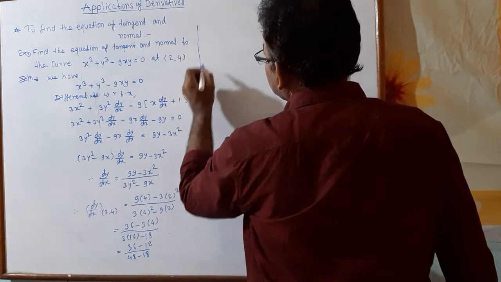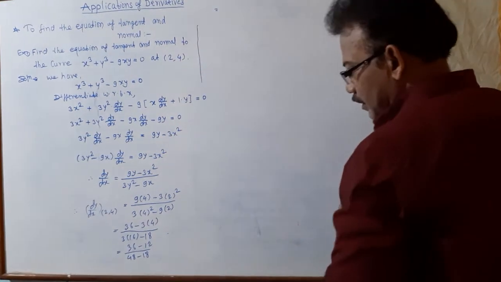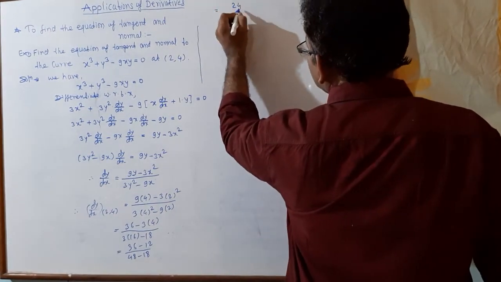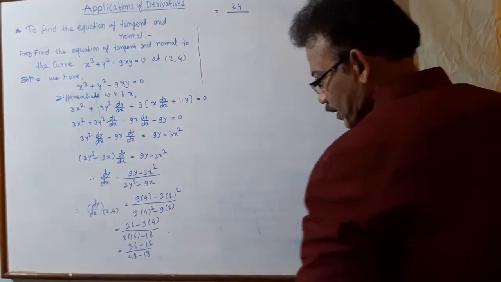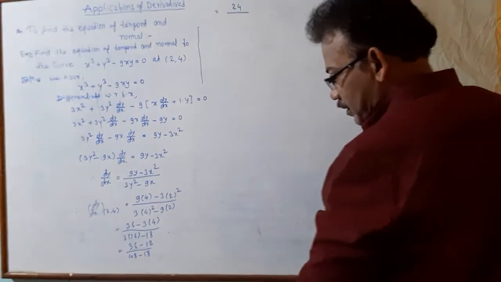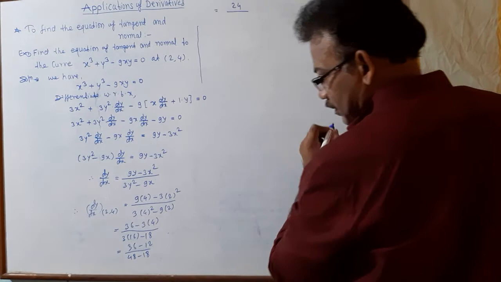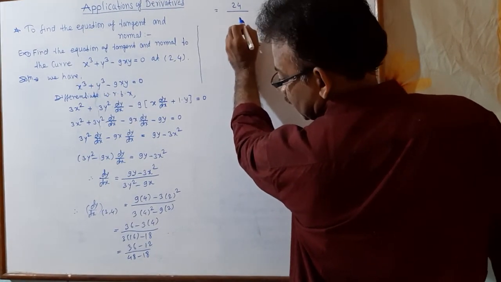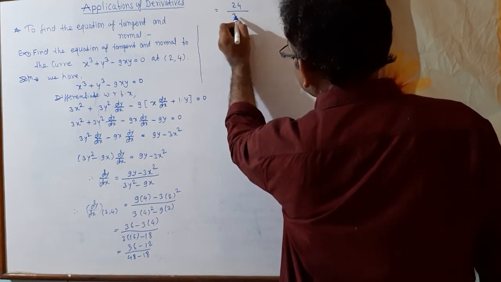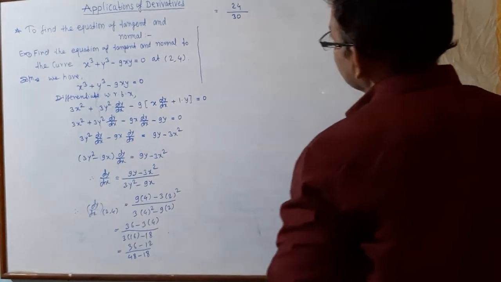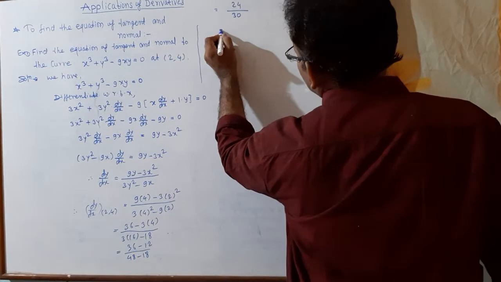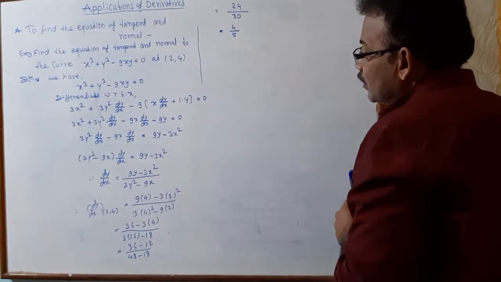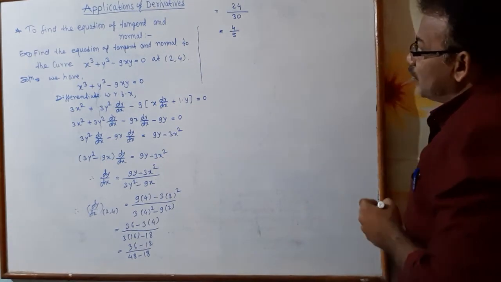So it is equal to 36 minus 12, 24, divided by 48 minus 18, that is 30. Again dividing by 6, we get 4 divided by 5. So we get the derivative dy by dx as 4 upon 5.